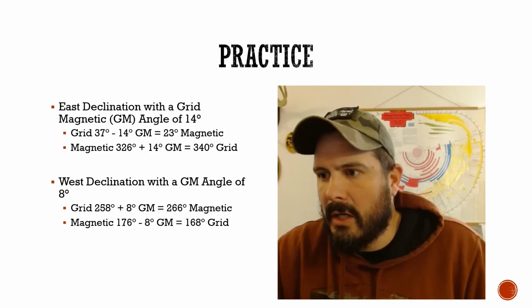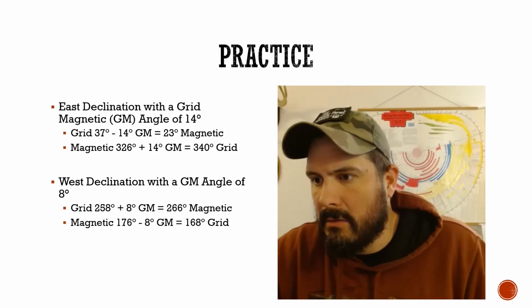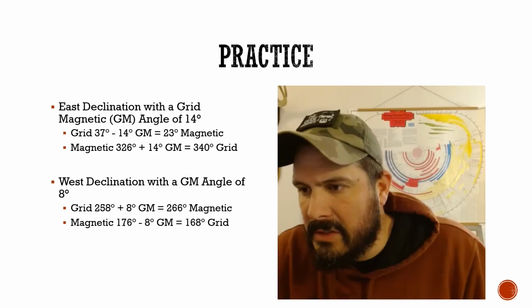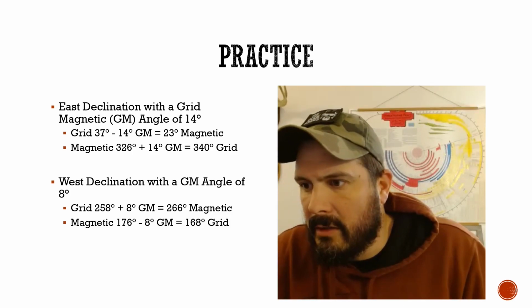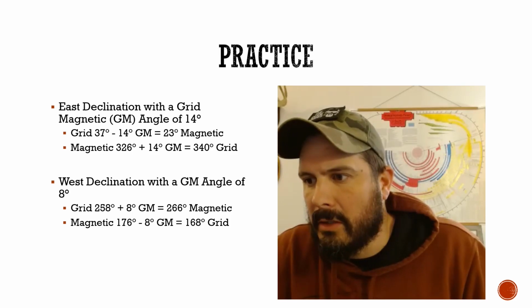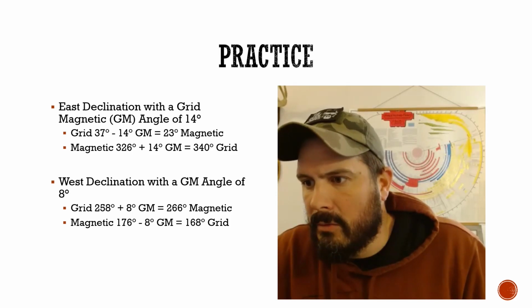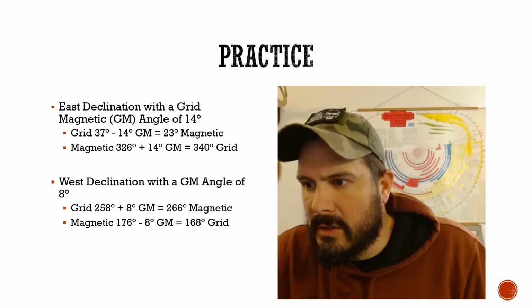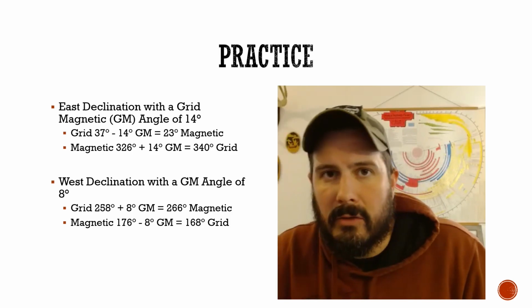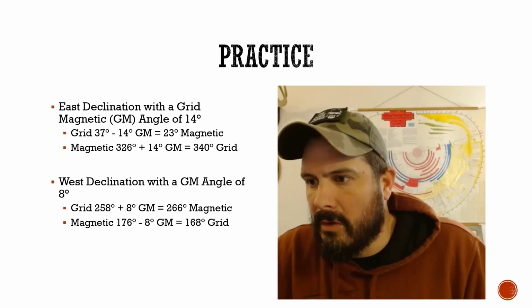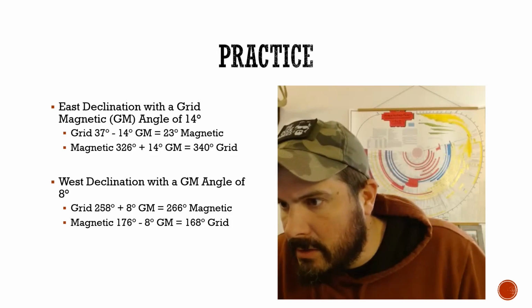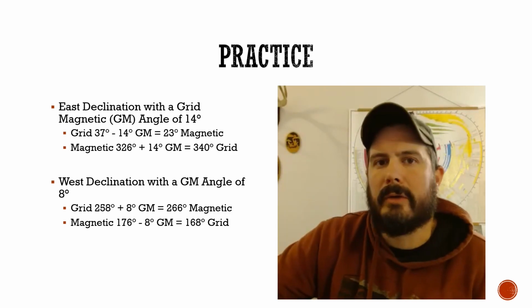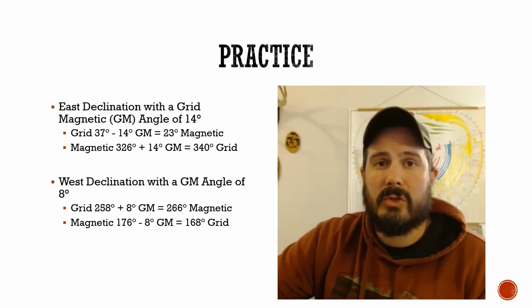Now if we were doing a west declination with a GM angle of 8, we'd have a grid of, in this example, 258. We're going to add our 8 degree grid magnetic, and we're going to get to a 266 magnetic angle. Or if we're starting with a magnetic angle of 176, we're going to take away 8 degrees to convert for our grid magnetic angle here, and we're going to arrive at a 168 degree grid angle. Those are just quick examples.